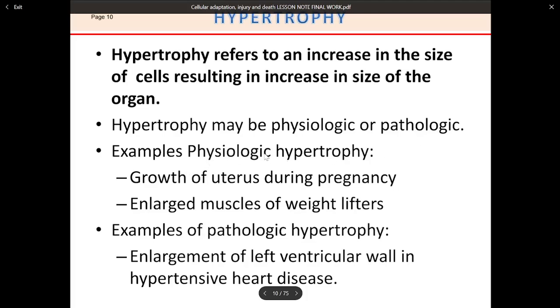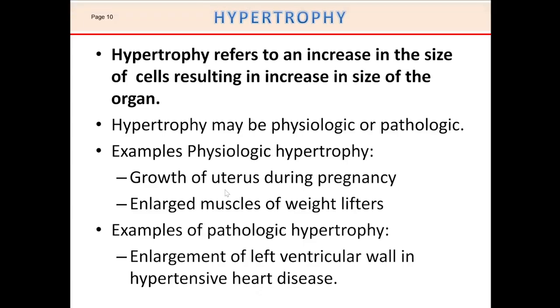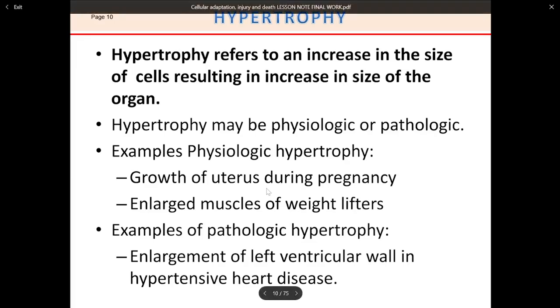Examples of physiologic hypertrophy include growth of the uterus during pregnancy. Pregnancy imposes stress on the female's body. Now, this is physiologic, this is not a pathological process. So the growth of the uterus during pregnancy is an example of physiologic hypertrophy.